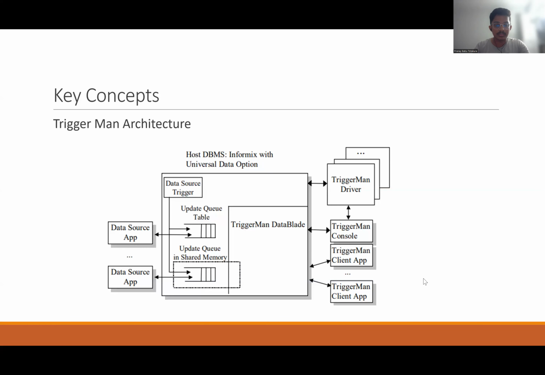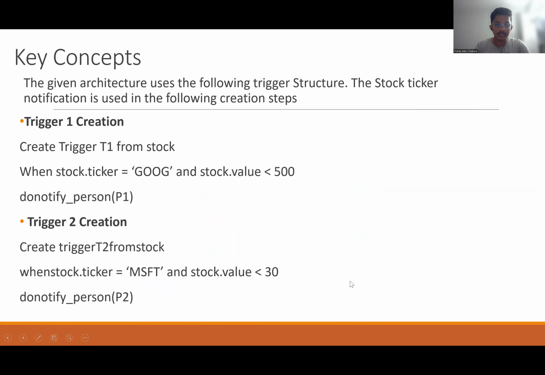the stock ticker notification. Let us suppose the triggerman client app uses the trigger1 application to create trigger1, and in this trigger1 we store the data such as create trigger t1 from stock notifier s1, when the stock ticker is GOOG, which is the short form of Google, and the stock value is less than 500, we will notify the person with the value p1. Similarly, while creating trigger T2, we demonstrate it as create trigger T2 from the stock, when stock.ticker is equal to MSFT, which is the short form of Microsoft, and the stock value is less than 30. We will notify the second person with the value P2.